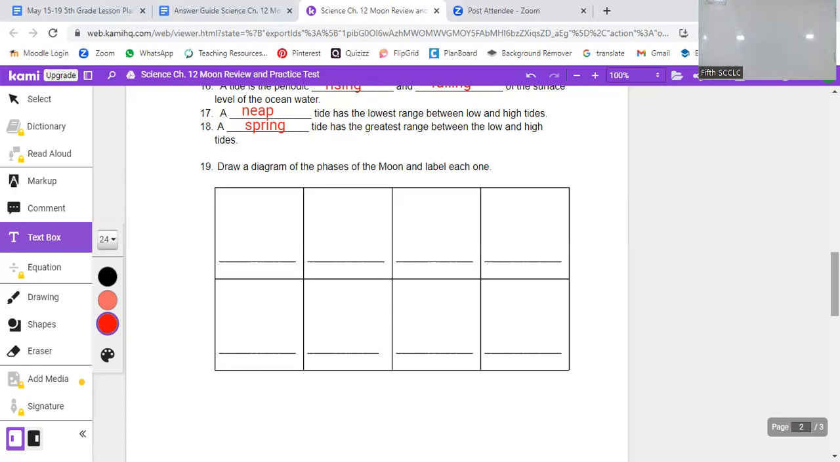Good. A waxing crescent. Remember we watched the video and we said that waxing means bigger, so it's growing. So at the beginning, it's a waxing crescent. That means this side of your moon should be white, and this side of the moon should be black. And it should be in a crescent shape, like a C.